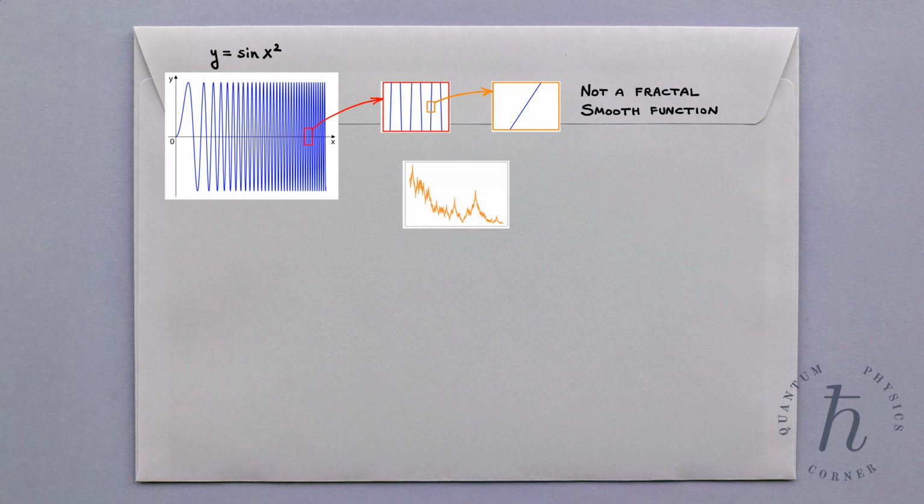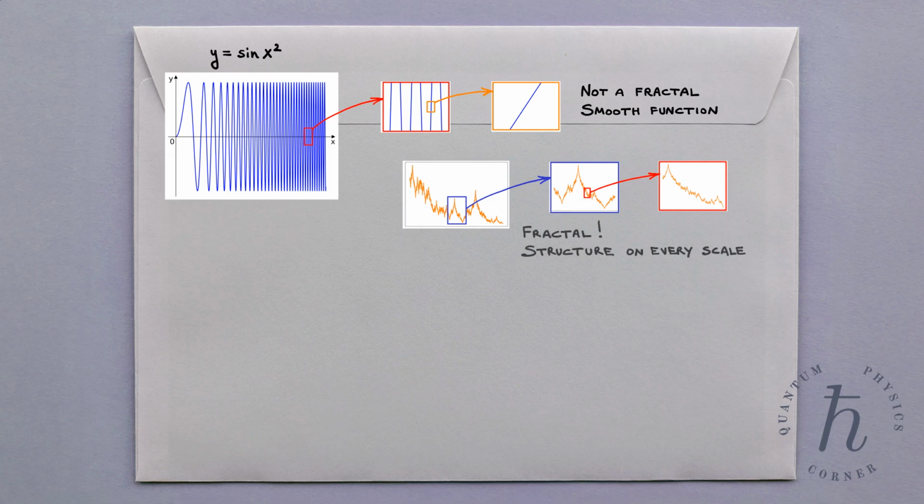Fractals are different. For certain functions, zooming in never eliminates complexity. No matter how deeply you magnify the graph, new details continue to emerge. These are fractal functions, and their defining feature is structure on every scale. So, can the wave function of a quantum particle, or equivalently its probability density, be fractal? The short answer is yes, but with a catch.